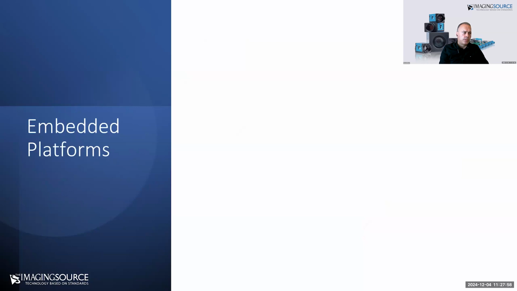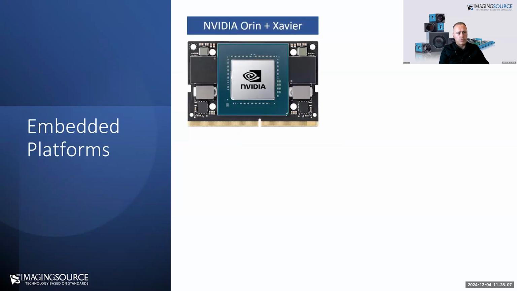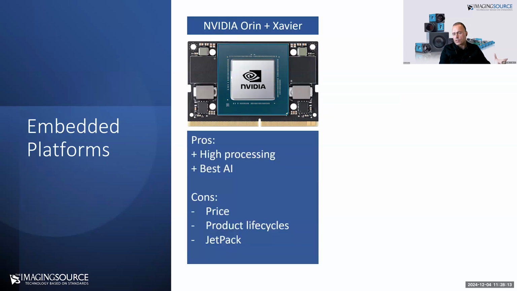Then embedded platforms. I think I'm not saying anything new today, but just to give you our perspective on the pros and cons of NVIDIA and NXP. Of course, NVIDIA, we support both Orin and Xavier, and the pros are obvious. NVIDIA is doing the best image processing capabilities with also the best AI feature sets, sure. On the con side, surely the price. I mean, this best performance has its price. The product life cycles are not so long, not the industrial grade that we expect in the machine vision market.